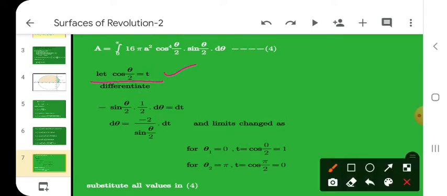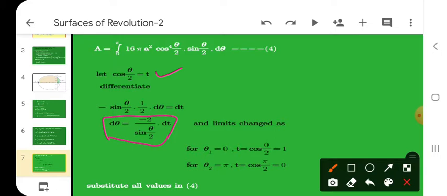Let cos theta by 2 is t. Then differentiate, what do we get? The derivative of cos theta by 2 is minus sin theta by 2, and the constant is 1 by 2, so minus sin theta by 2 into 1 by 2 d theta equals dt. Therefore, what is the d theta value? d theta equals minus 2 by sin theta by 2 dt.